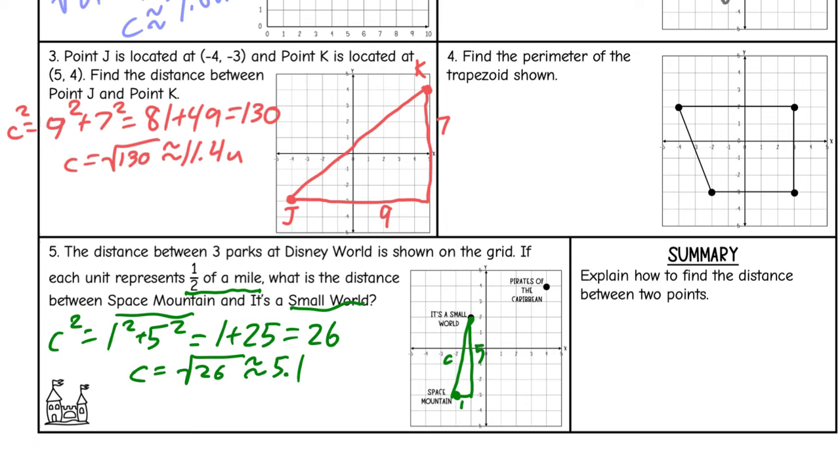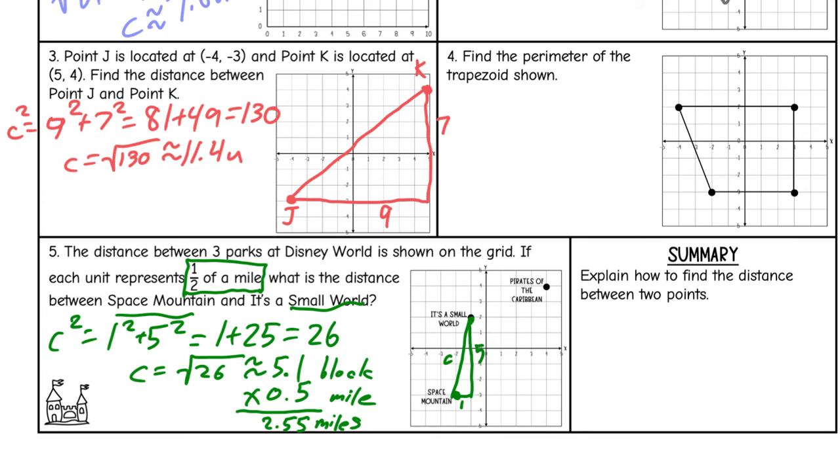Since It's a Small World and Space Mountain are separated by half-mile blocks and not full-mile blocks, that means we're going to then need to multiply our distance of 5.1 blocks by the unit, by half a mile. When we do this, we get 5.1 times 0.5 is 2.55. So It's a Small World and Space Mountain are 2.55 miles apart.